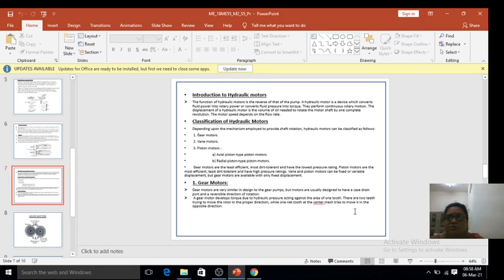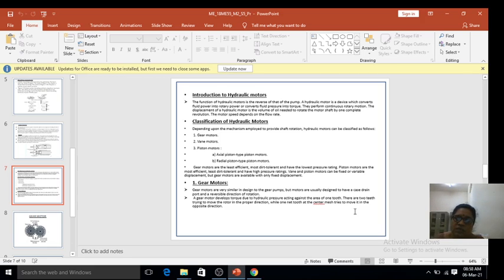The displacement of the hydraulic motor is the volume of oil needed to rotate the motor shaft by one complete revolution. The motor speed depends on the flow rate. When it comes to classification, there are three types of motors: gear motors, vane motors, and piston motors. Piston motors are again of two types: axial piston motor and radial piston motor.